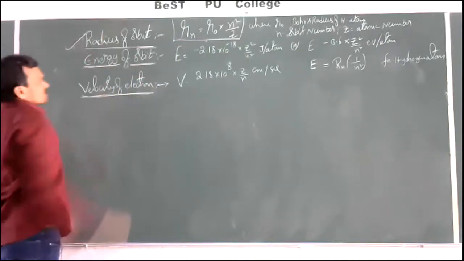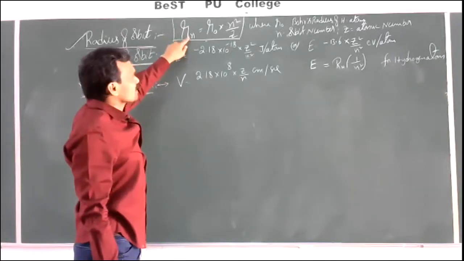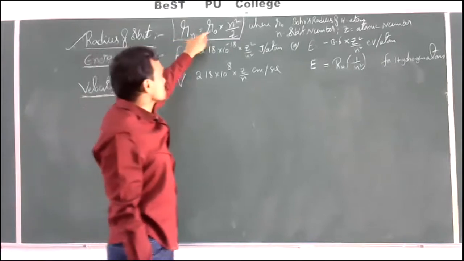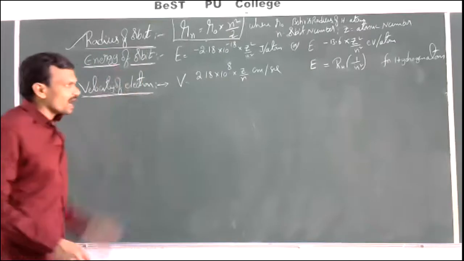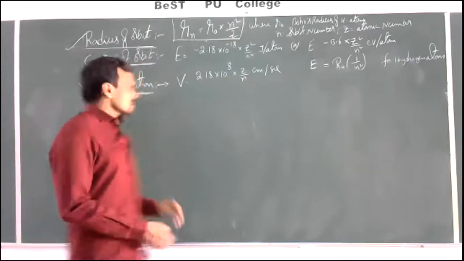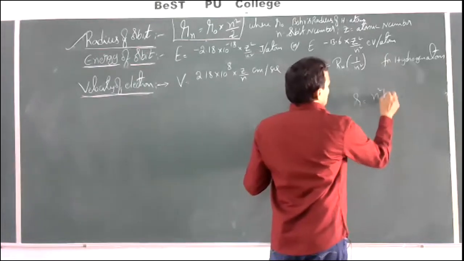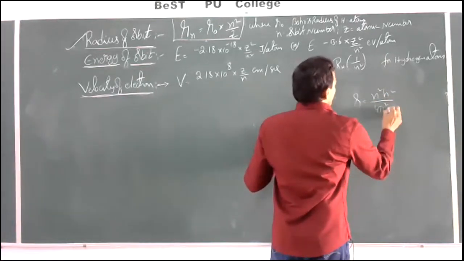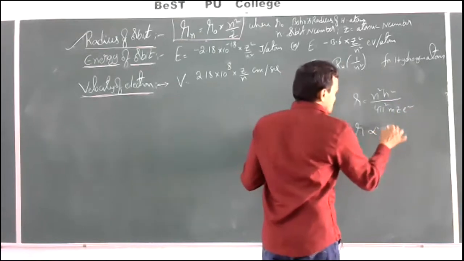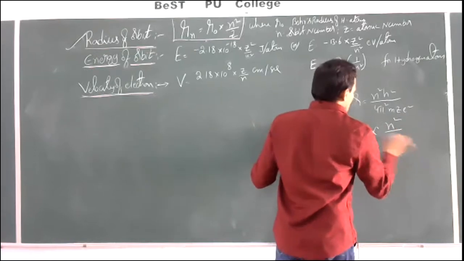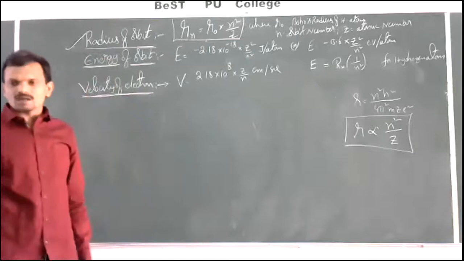If we take the radius of the orbit, what is the relation? Radius of nth orbit is equal to Bohr's radius into n square by Z. Or if we take the expression of R, R is equal to n square h square by 4 pi square m Z e square. That means R is proportional to n square by Z. Correct? Other than n and Z, all the rest are constant.